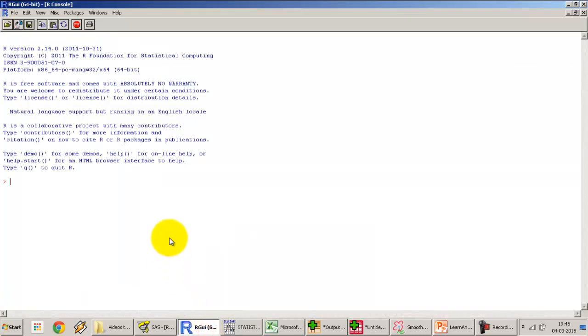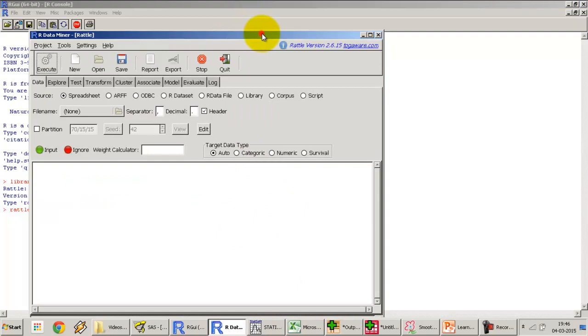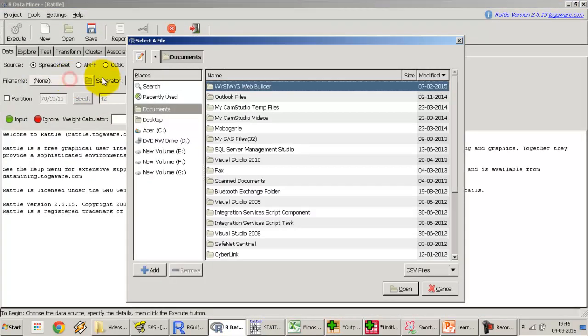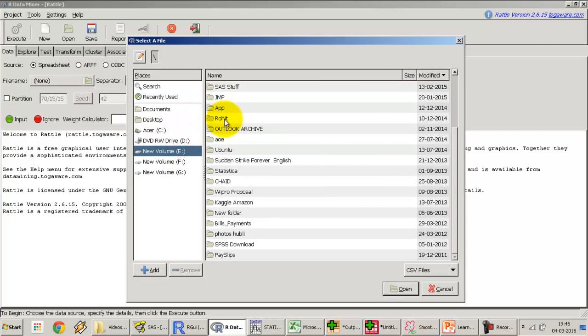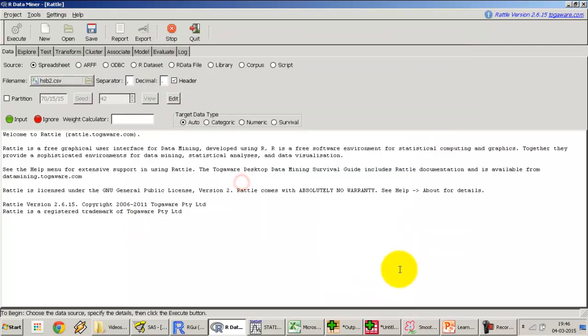I'm going to try and do it on R as well. So pay attention, I'm going to use Rattle over here. So let me open Rattle, library, Rattle, and let's open Rattle. It's taking a little while to open up. So there we've got Rattle now. I'm going to open the same data set, import it. So we've got the HSB2 data set.